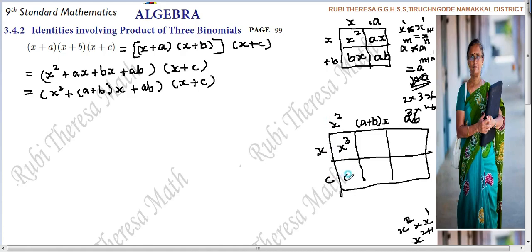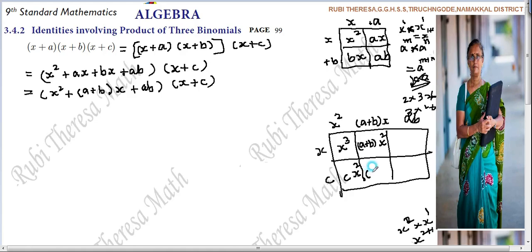Very good. Cx squared. What is it? Cx squared. Next. A plus B into X. X into X is X squared. Understand? A plus B into X squared. Understand? Next one is what? C into A plus B into X. A plus B into X into C. That means what? Very good.